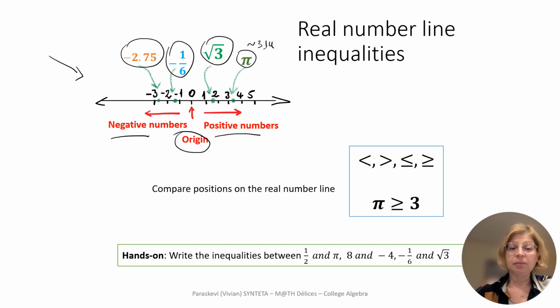And in order to compare in mathematics, we have invented those signs here. So we have smaller, greater, smaller or equal, and greater or equal. Just a tiny trick to remember which is which: just remember that the arrow always points to the smaller one. For example, here we can write that the number pi, which is 3.14, to remind you, is greater or equal to the number 3. And in order to train, you can pause the video and write the inequalities between those two and those two, the 3 pairs that I'm giving you as hands-on.